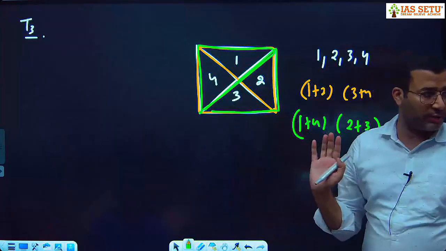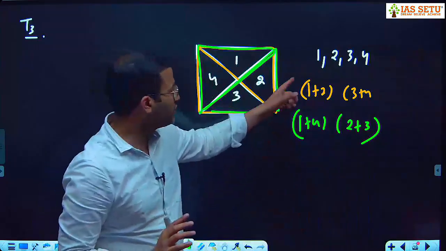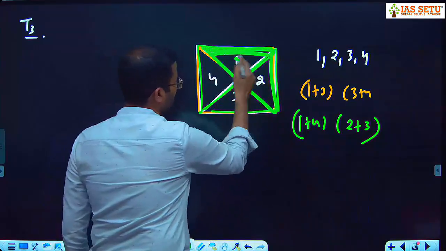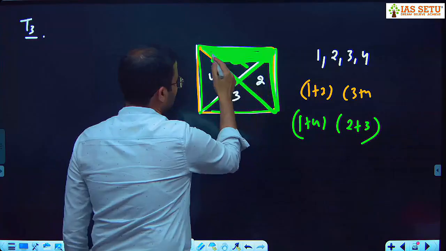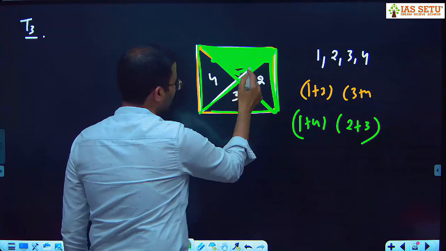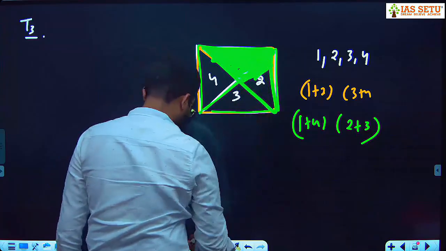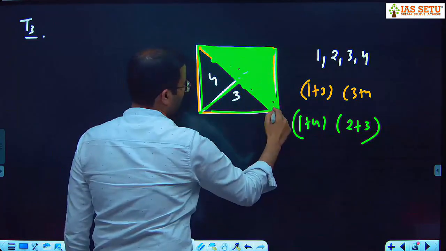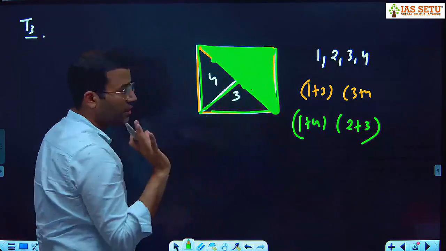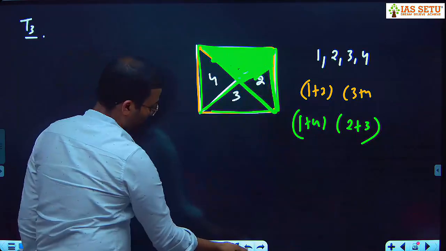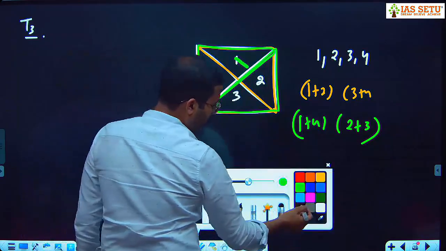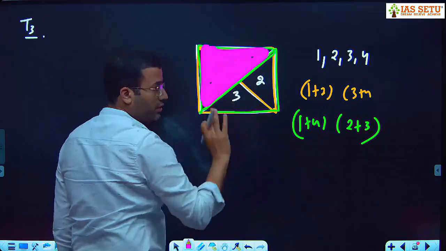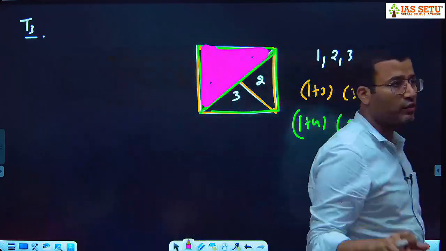If you get this figure, there are 8 triangles. 4 single: 1, 2, 3, 4, and 4 double. 1 plus 2, isn't this a triangle? Okay, understood? Similarly this, and like this. So here, if you have a box and there is a cross, there are 8 triangles.